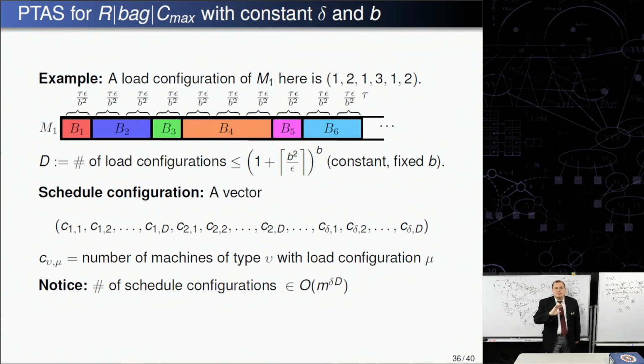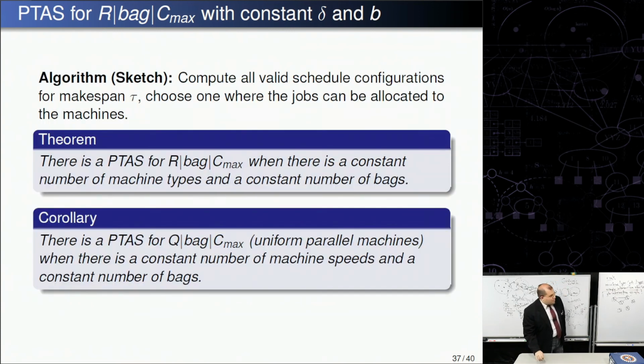There are going to be some that are junk, and I will never want to use them. Other ones are going to be valid. So what my algorithm is going to do is, for my guess, compute all valid schedule configurations, and then choose one where all the jobs can be allocated to the machines. Because I try them all, I know for a fact I'm going to end up with one that's going to look nice. But how nice? Well, in the proof, we show that you can get as close to 1 plus epsilon times the optimum. Hence, it's a PTAS. So we end up with a PTAS for this case.